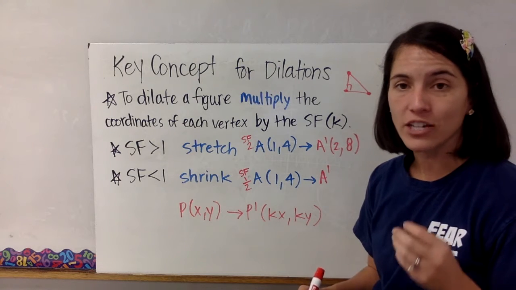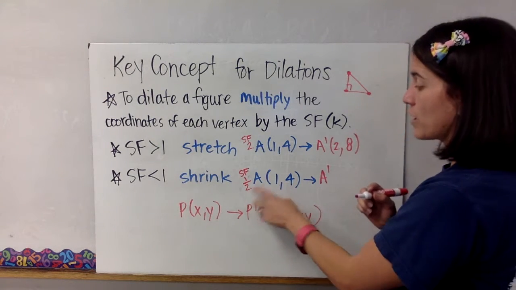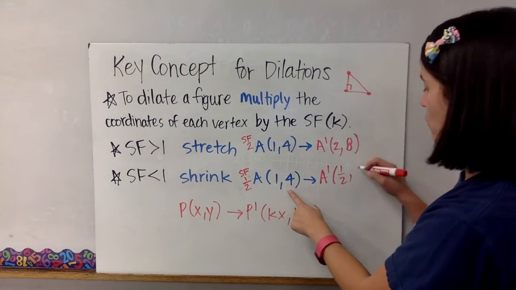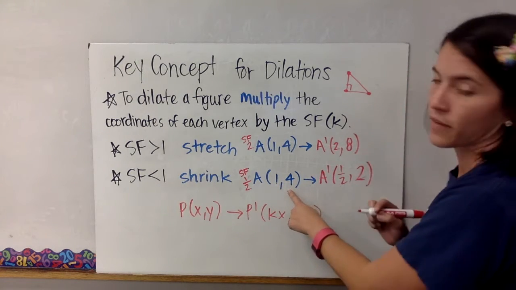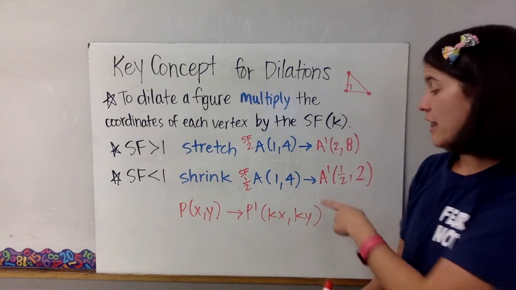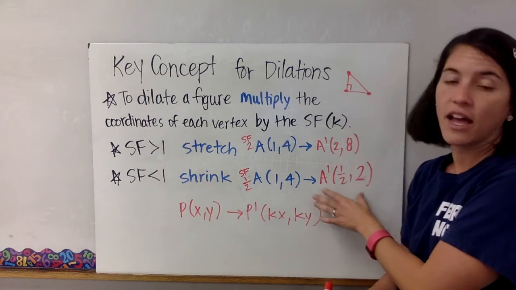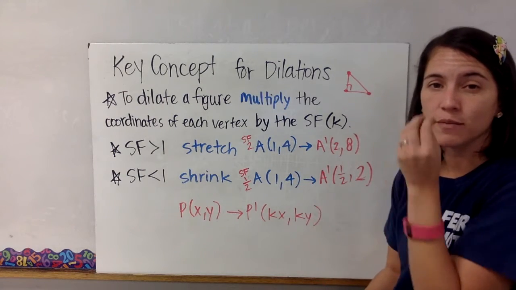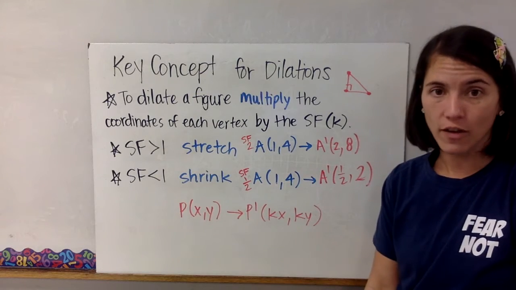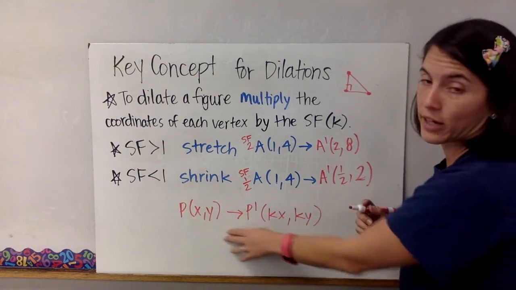That means you multiply each coordinate by 1/2. 1/2 times 1 is 1/2. 1/2 times 4 is 2. And you could write 1/2 or you could write 0.5, but the point and this whole shape would be a shrink, it'd be smaller, and we would say the scale factor is less than 1, and so we would know that.